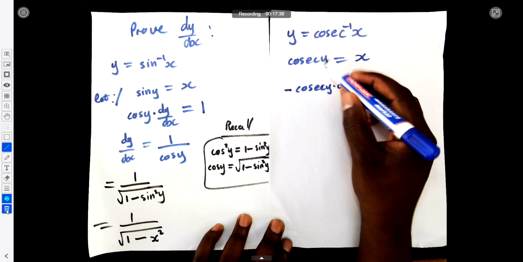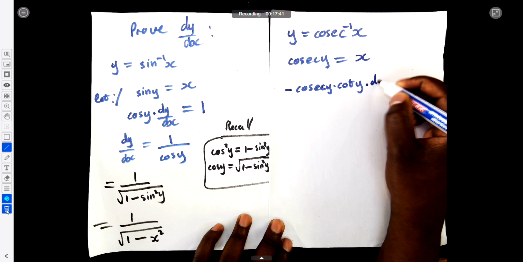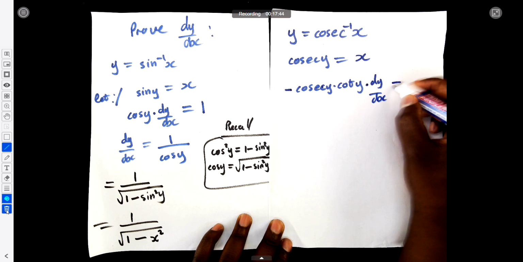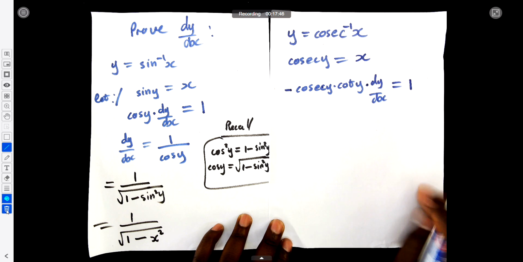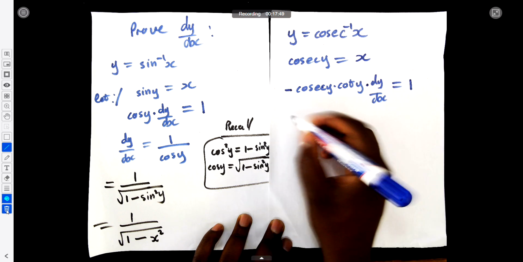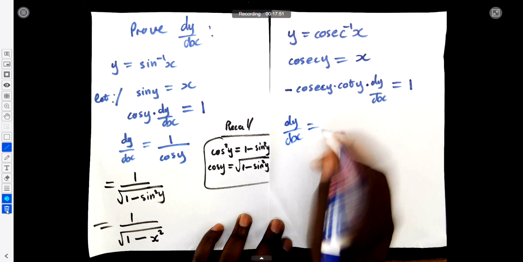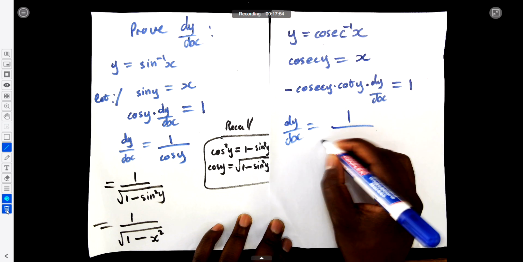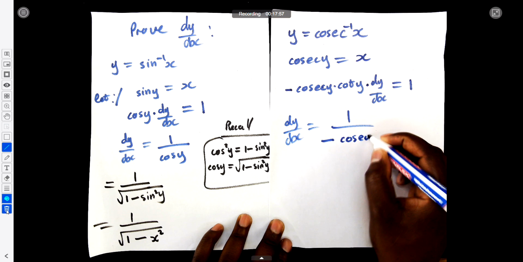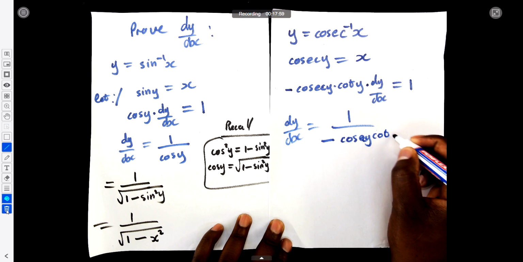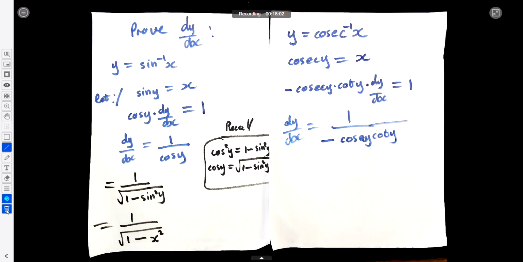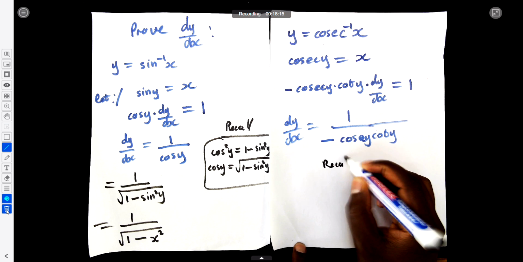Let's not forget the derivative of y, the angle: dy over dx. The derivative of x in terms of x is 1. From there, we need to make dy over dx the subject of the formula. Divide on both sides by negative cosec y cot y. Now, the third thing that you need to recall again is the square identities. You can do it on the side, then put it here.